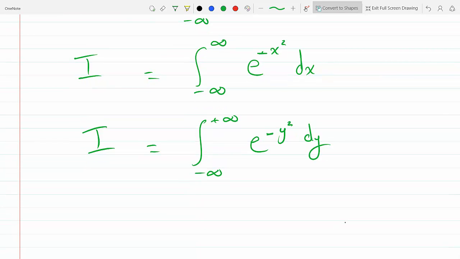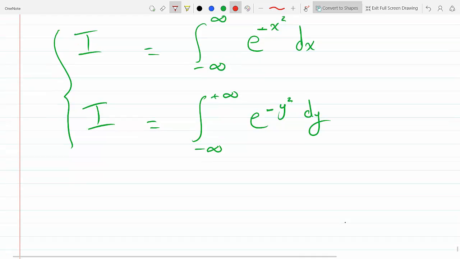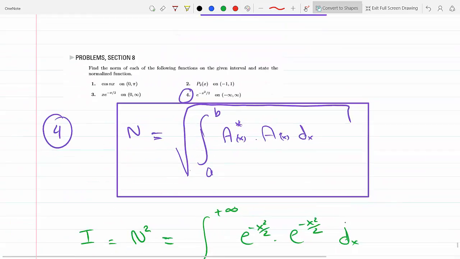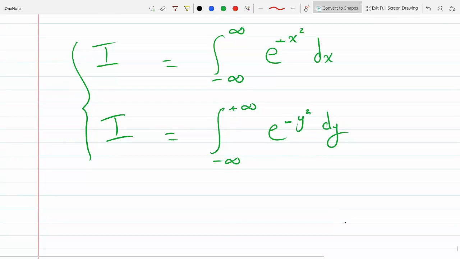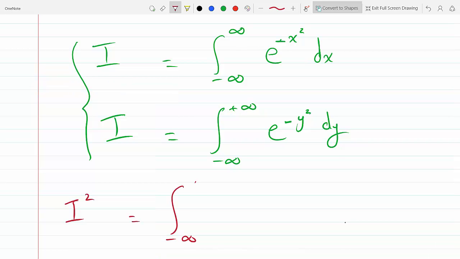And then if I multiply these two, because this will require a change from single integrals to double integrals to work using polar coordinates. It won't work otherwise. So if I multiply these two here, I will get I squared equals integral from minus infinity to infinity e to the minus x squared dx, integral minus infinity to plus infinity e to the minus y squared dy.